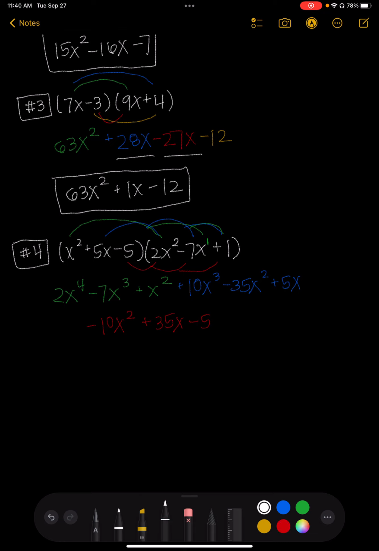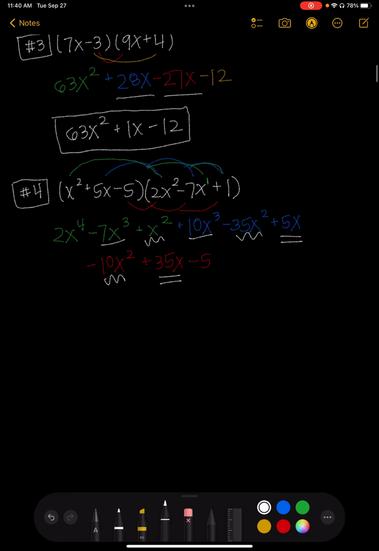And I see an x cubed and an x cubed. I see an x squared, an x squared, and an x squared. And then I see an x and an x. So when we write this in standard form, we want to start with the highest exponent, which is x to the 4th. That one doesn't have any like terms, so we're just going to write 2x to the 4th. Then we want to do the x cubes, which are -7x cubed and 10x cubed. So -7 plus 10 gives me a 3x cubed.